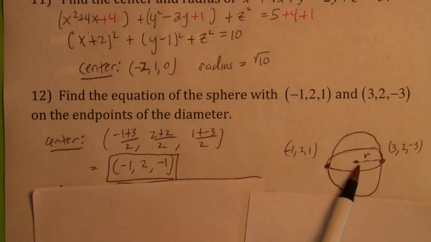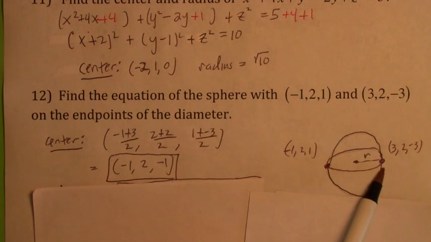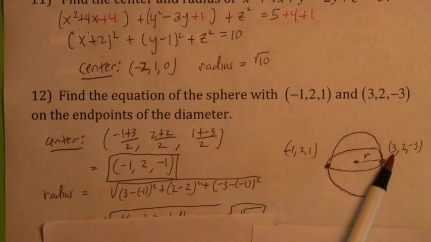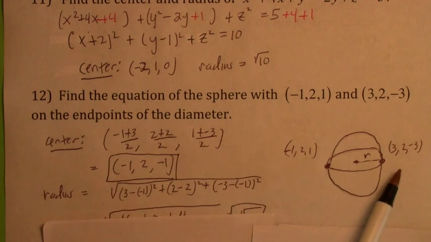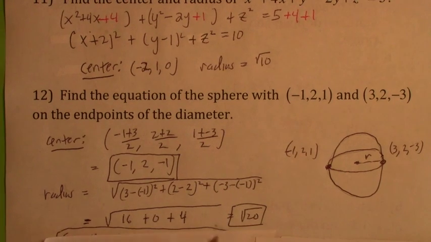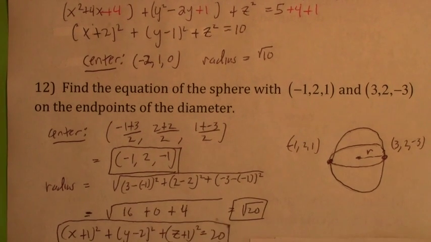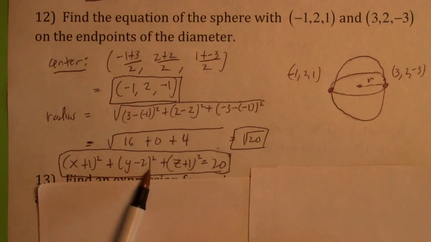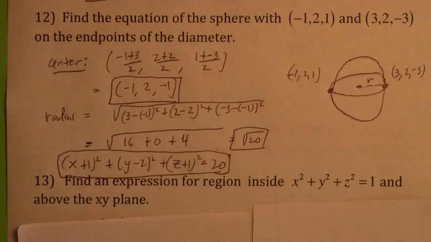Couldn't you just use the distance formula from the center out to the endpoint? So you use the distance formula from the center. So what would you get? 3 minus negative 1 squared plus 2 minus 2 squared plus negative 3 minus negative 1 squared. I get the radius as square root of 20. So the equation becomes x plus 1 squared plus y minus 2 squared plus z plus 1 squared equals 20.